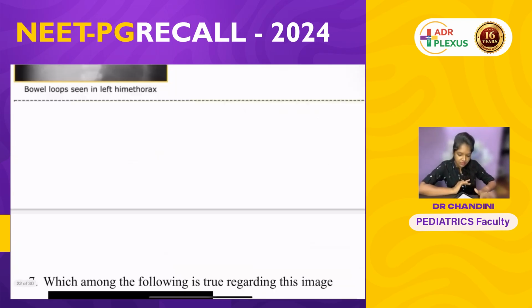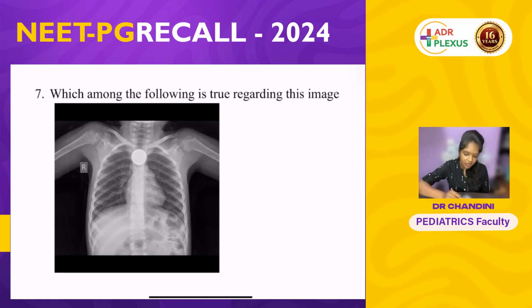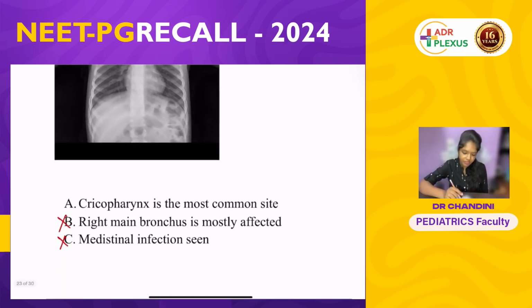The seventh question: there was another question in the evening session based on a foreign body. Which among the following is true regarding this image? There is a homogeneous foreign body, which is preferably a cone. The options given were: right main bronchus is mostly affected, cricopharynx is the most common site, mediastinal infection is seen.